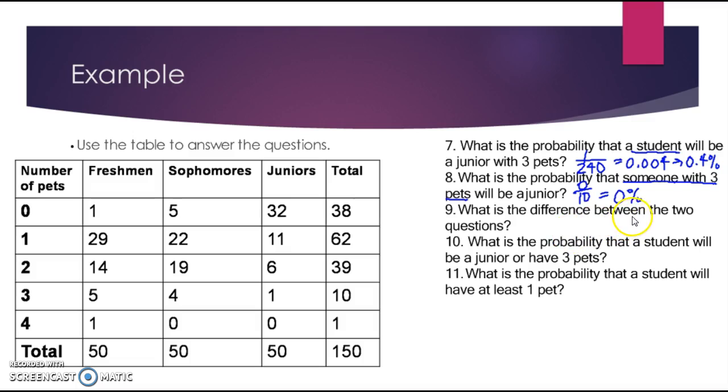Then we want to know the difference between the two questions. Again, for the first one, I was looking at the entire student body that we're looking at here, all the freshmen, sophomores, and juniors. For the second one, I want to know how many of the 3 pets are juniors. Right? So again, the outcomes changed.